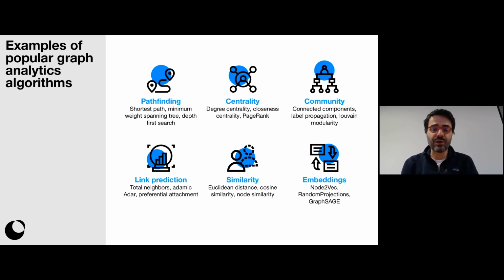So these are the types of algorithms, and in each of these categories, you have a wide range of algorithms. So, for example, in terms of pathfinding, the shortest path algorithm is very popular. In terms of centrality, you have the PageRank algorithm. In terms of detection of communities, you have the connected components algorithm, and you can see some of the other popular algorithms.